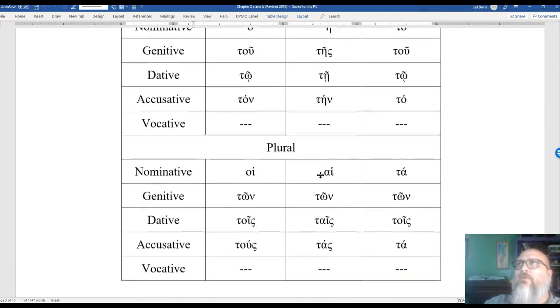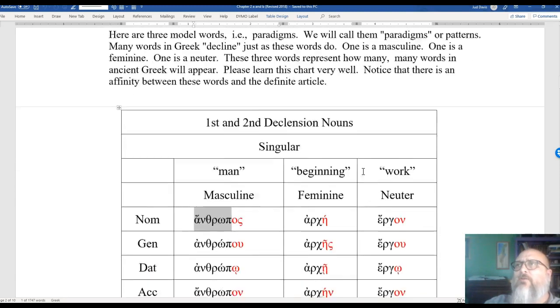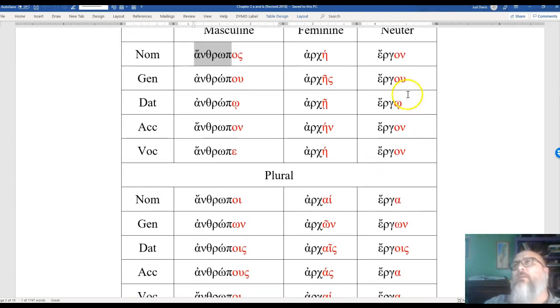So this is just an absolutely essential chart you need to memorize. This is the main ending.